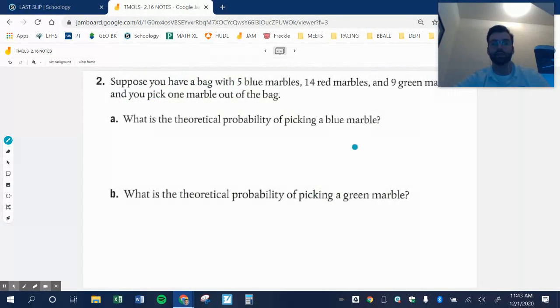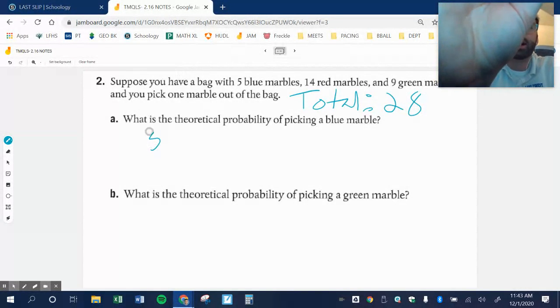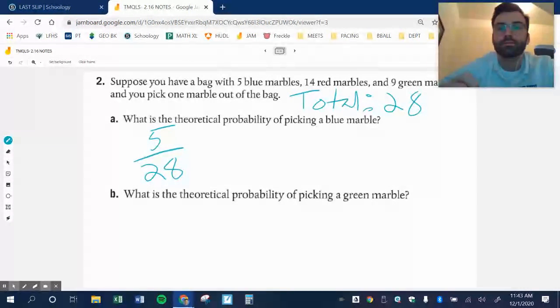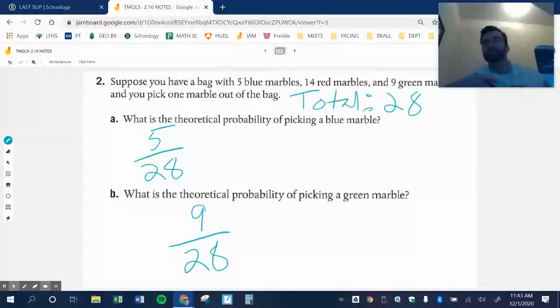Maybe you're going to have some Algebra 2 memories, or maybe not so great memories. We're going to start off with number 2, which makes no sense, but we're jumping to it. Suppose in a bag you have 5 blue, 14 red, and 9 green marbles. All right, so that's a total of 28 marbles. What's the theoretical probability of picking a blue? Well, it's 5 out of 28. What's the theoretical probability of picking a green? 9 out of 28. And that's all you have to write.